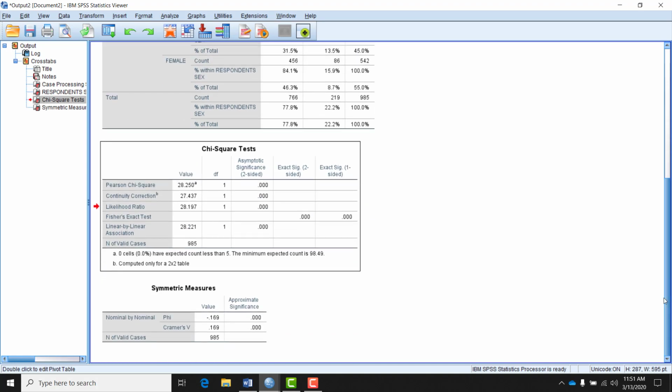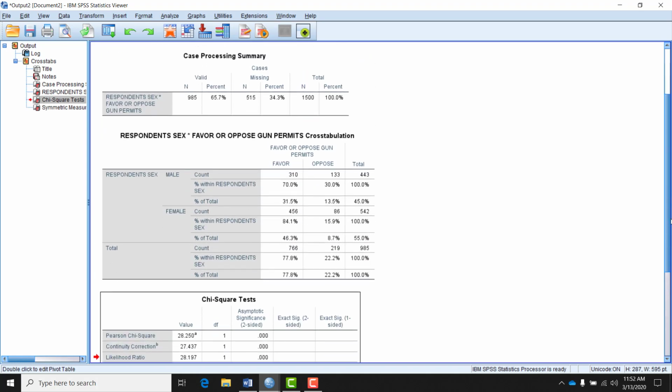It's a negative. Don't worry about the negative sign, but it's 0.169. That's a lot closer to 0 than it is to 1. So we would call it probably a weak, and maybe for social science data, moderate association. You have to check with your instructor about their cutoffs about this kind of thing. So there you go. That's how you run a chi-square test.